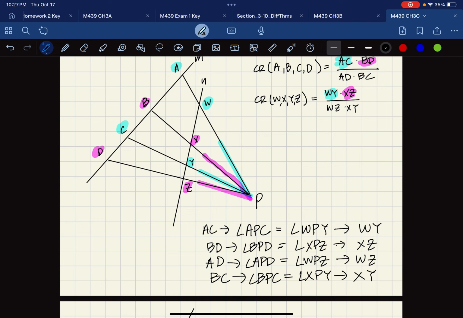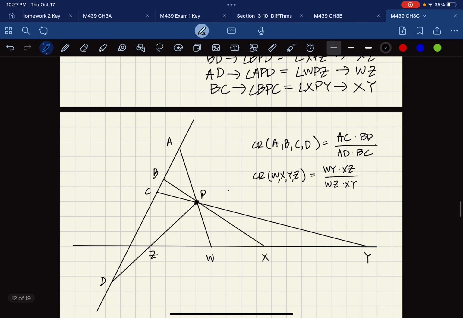So it seems like things work out, like if we could somehow trade angles for lengths, then this equality would make sense, right? So that's the first observation. But the real weird part about this is, what if you change things?